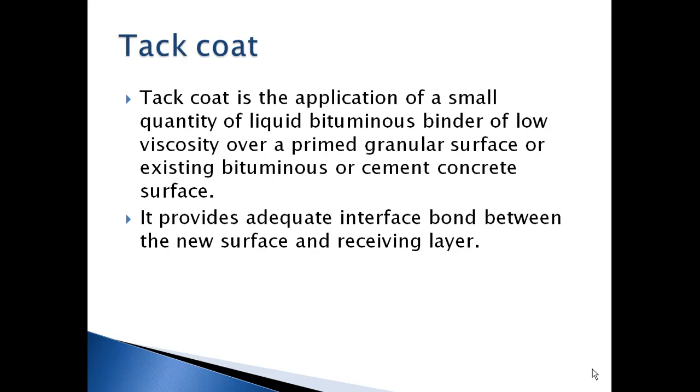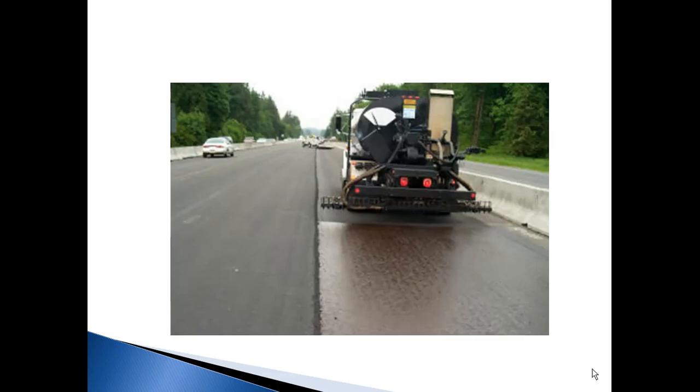On top of the primed surface, a tack coat is applied. A tack coat is nothing but the application of small quantity of liquid bituminous binder, which is having a low viscosity, over this primed granular surface or an existing bituminous surface. It provides good adhesion or interface between the new surface and the receiving layer. So this is how a tack coat is applied on an already existing bituminous layer.